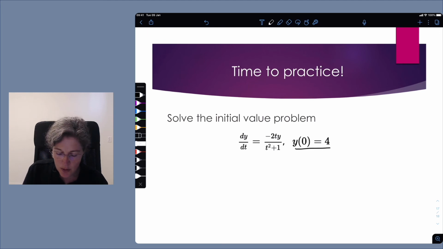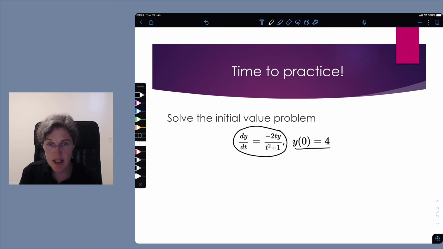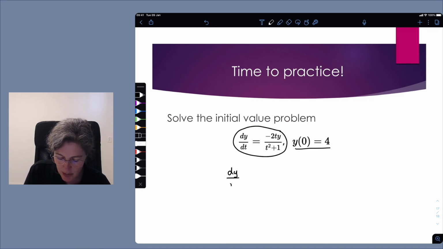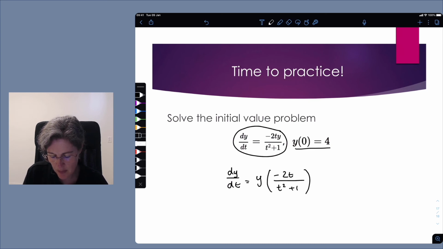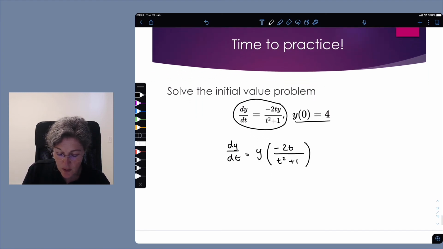Okay, so we're going to first start by solving our DE. So we look at it and we say, is that something that I could just integrate straight? No, it's not, because it's got t's and y's on the right-hand side, but it is separable. So I can rewrite this as dy by dt is equal to y times minus 2t over t squared plus 1. So now I'm going to follow my method, which says I need to get the y over onto the left-hand side, so I'm going to divide through by y.